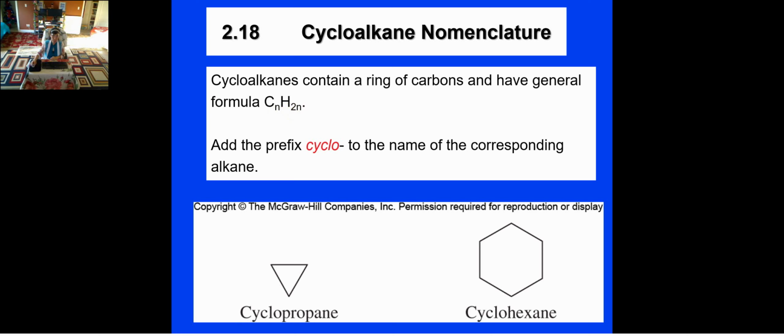When you name it, you also find the longest carbon chain in the cycle, and then you put cyclo in front. Let's see the first one. 1, 2, 3. You have 3 carbons. You call it propane, and because you form a cyclic compound, you call it cyclopropane. Similarly, this second molecule has 6 carbons in the cycle, so you call it hexane. Because it's a cyclic compound, you call it cyclohexane.